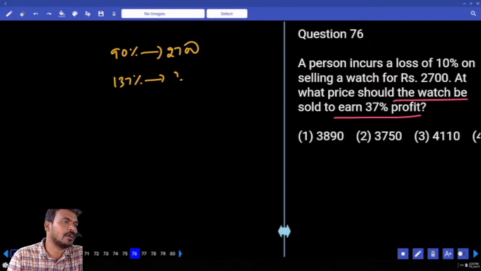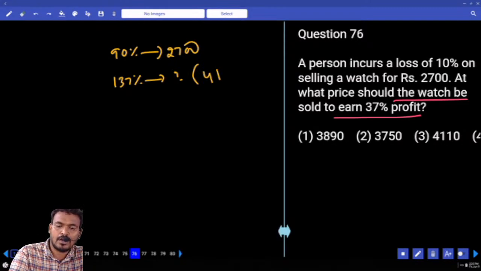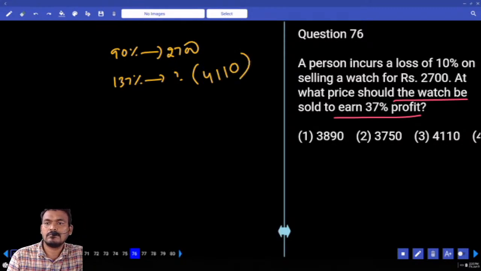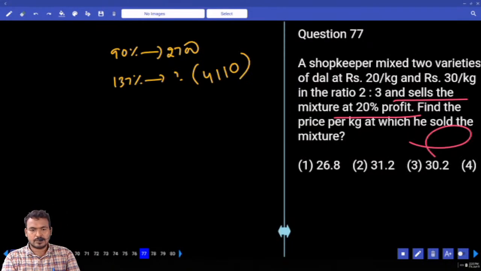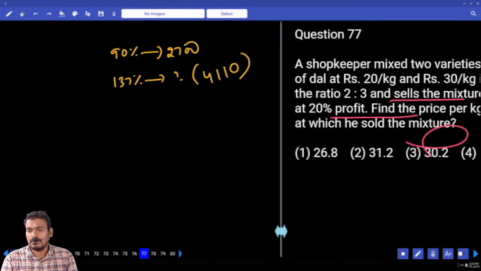137%. How many times is it? 3 times or 4 times? 3 times. What is the answer? 4110. Which option? Third option. First one is 3 times, so the second one is also 3 times.